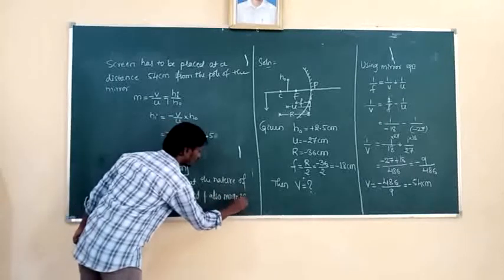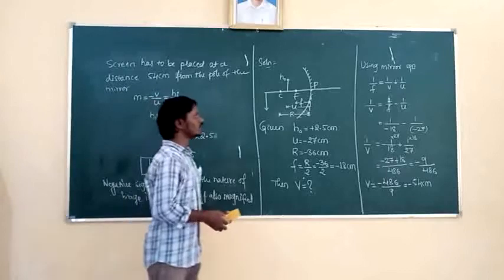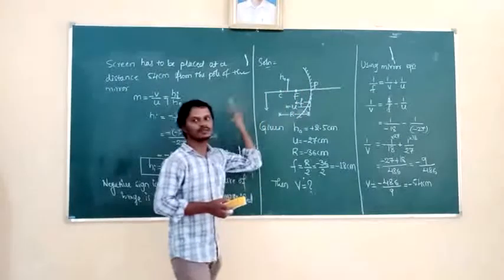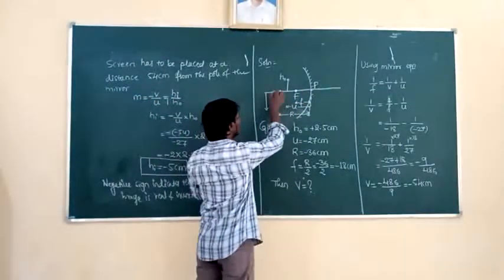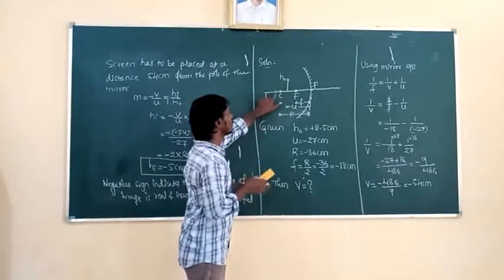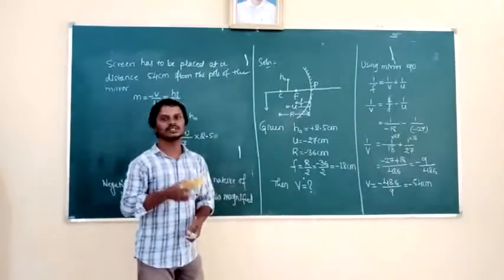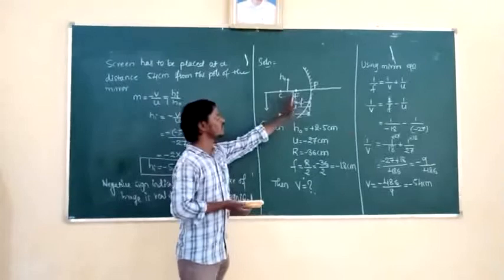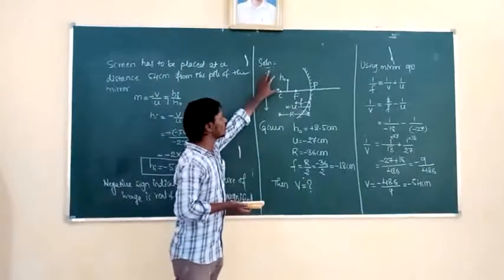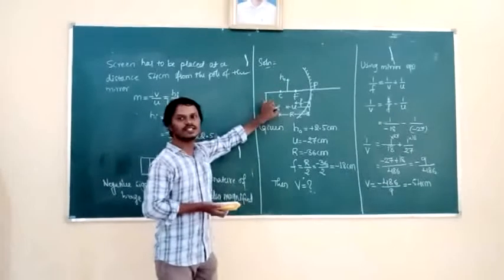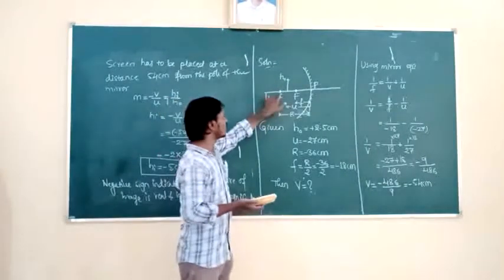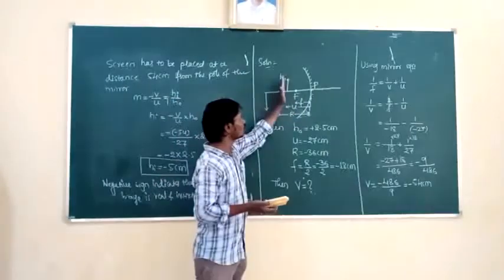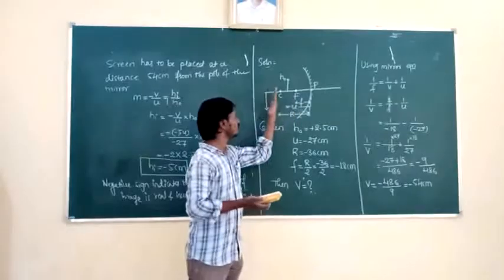Okay, and one more type of question is there. What is that? If the candle is moved closer to the mirror, how would the screen have to be moved? See here, whenever the candle is beyond C, its image is between C and F. Already you studied the formation of image by concave mirror. If the candle is at C, its image is at the center of curvature only. If the candle is in between C and F, its image is formed beyond C, means as the candle moves closer to the mirror, the screen has to be moved away from the mirror.